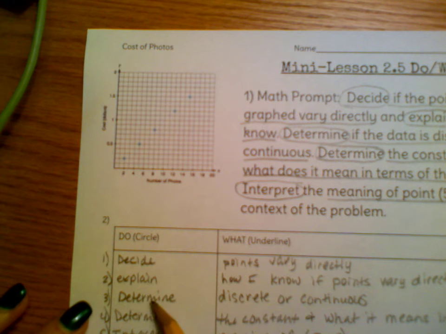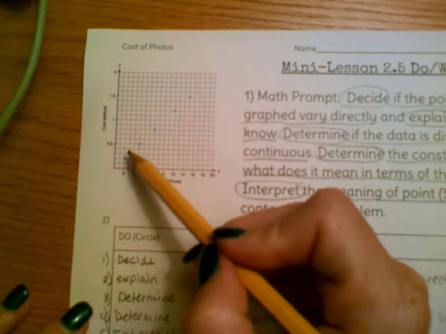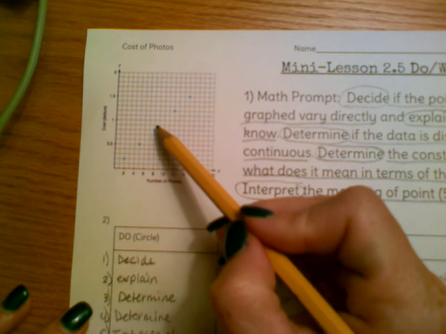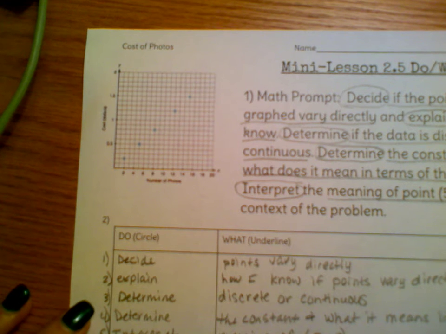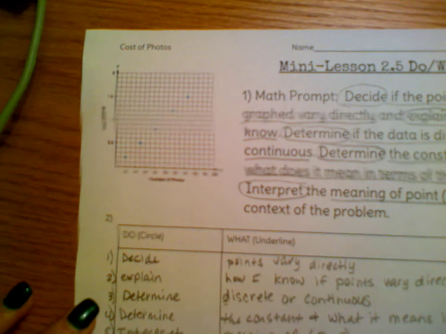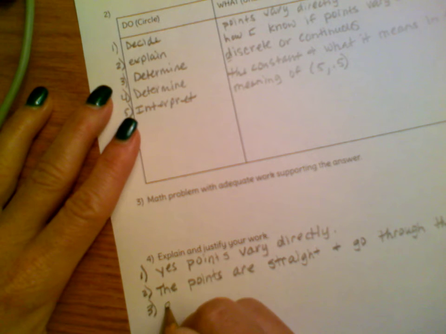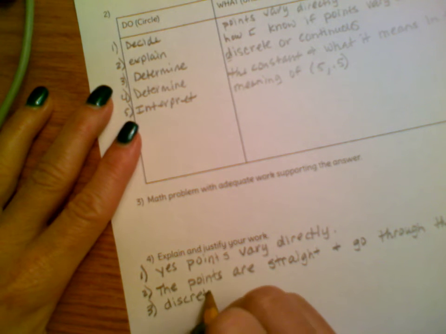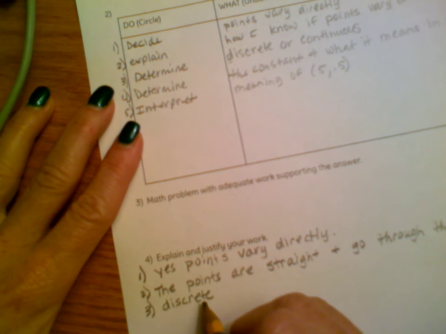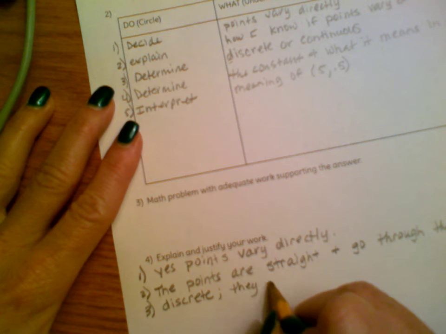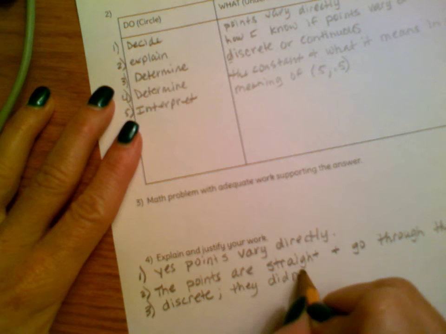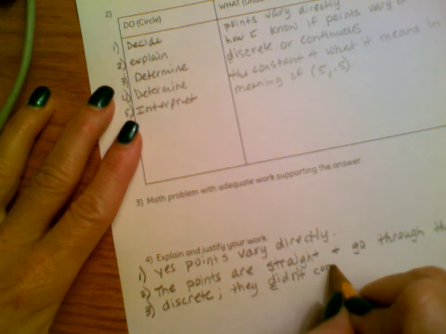Okay, now I'm on 3. Determine if it's discrete or continuous. So I know when they don't connect, it starts with the letter D, then that implies discrete. So the answer to question 3 is it is discrete. And they didn't ask me why, but I'm going to just say it anyway. They did not connect the points.